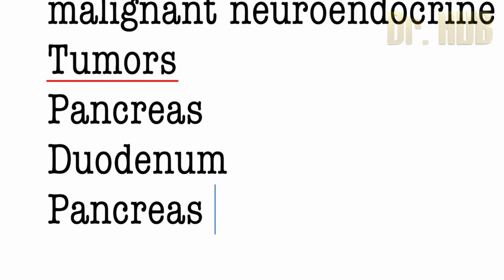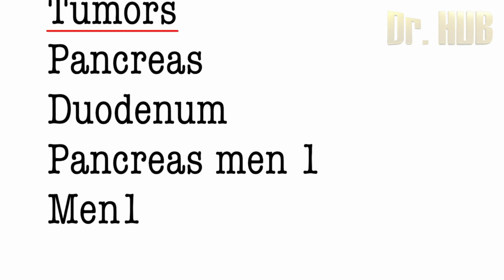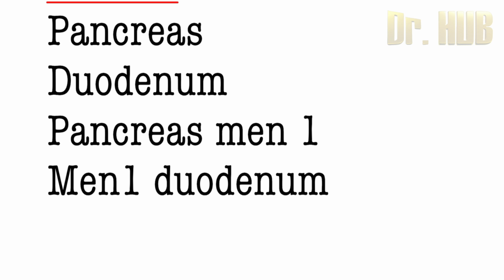It is 75% sporadic and 25% is associated with MEN1. In MEN1, the common site is the duodenum, and 90% is located in the triangle of Passaro.